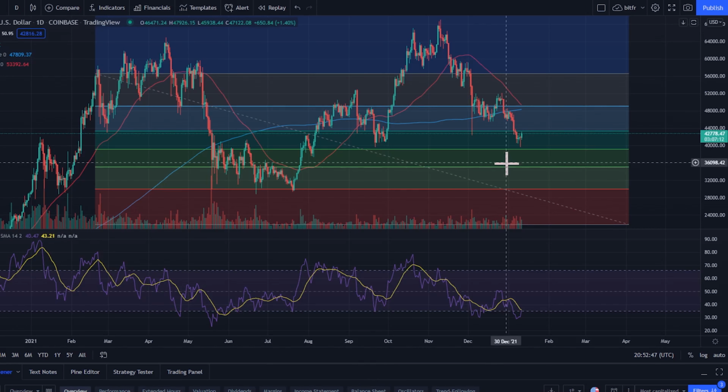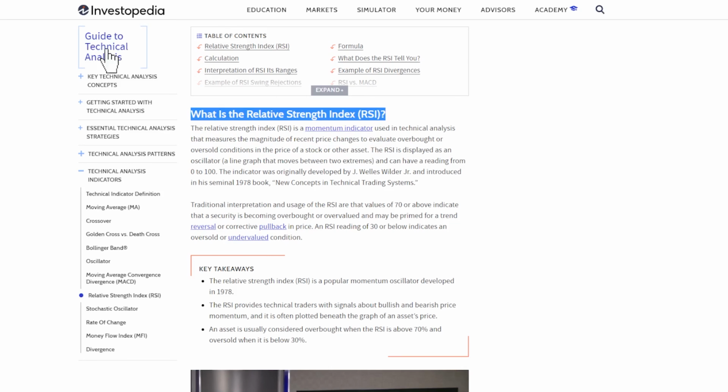Next Level here, just looking at Bitcoin, seeing how it's moving, just playing around with TradingView, starting to get used to it and starting to do some indicators on here. The bottom down here is some indicators that I put on in regards to RSI. If you guys don't know what RSI is, it is the Relative Strength Index, which is a momentum indicator. It's used in technical analysis to measure the magnitude of recent price changes to evaluate overbought or oversold conditions of a price of a stock or crypto.